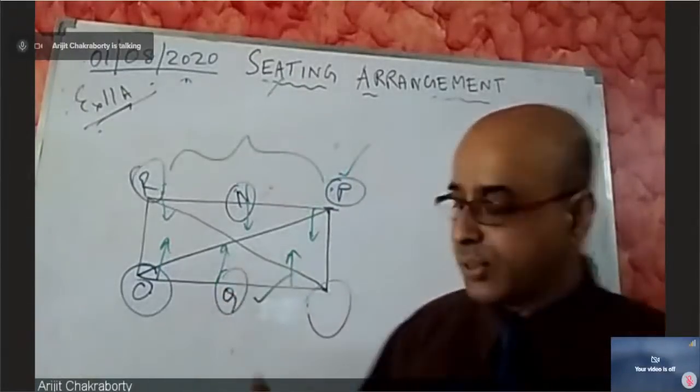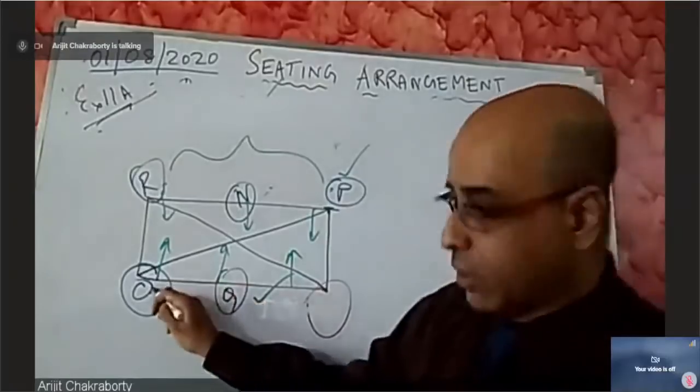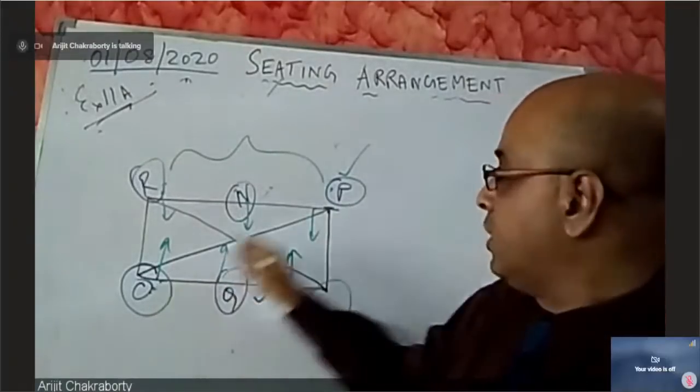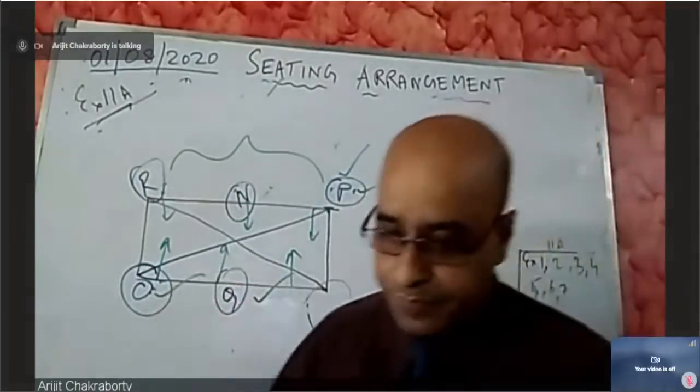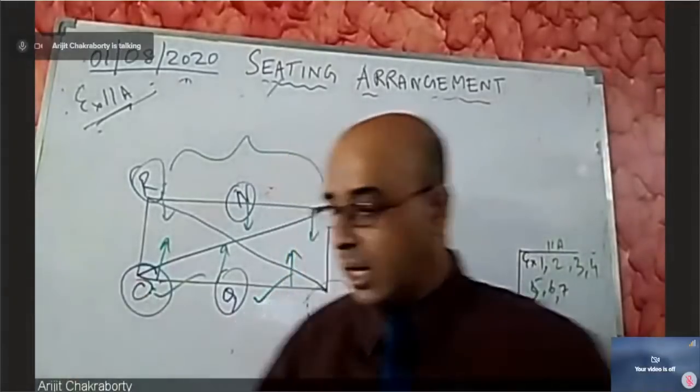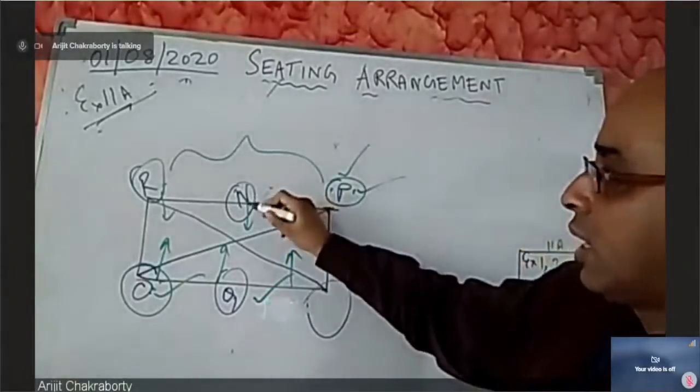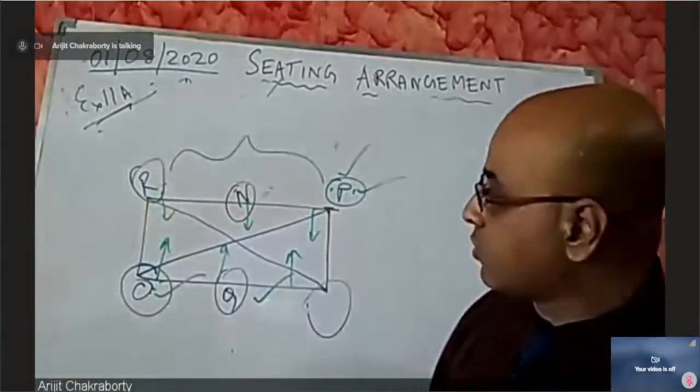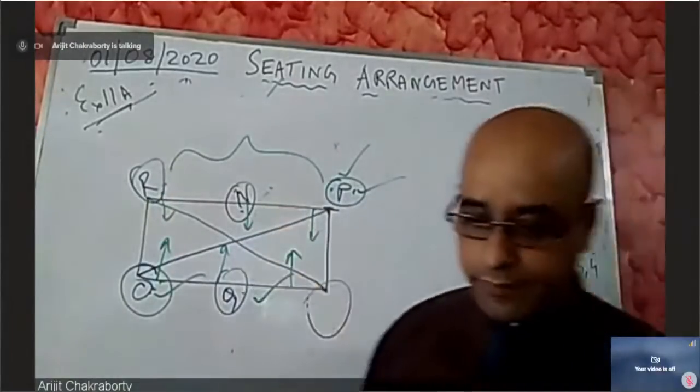O is the neighbor of Q and diagonally opposite to P. So this also we have satisfied. N is the neighbor of R. Okay, satisfied. So the question is, who is in front of N?